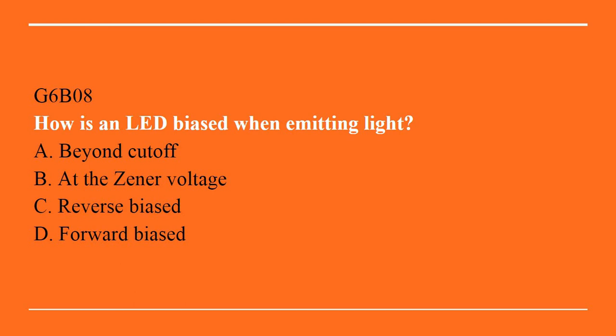G6B08. How is an LED biased when emitting light? A. Beyond cutoff. B. At the Zener voltage. C. Reverse biased. Or D. Forward biased. Answer is D. Forward biased.